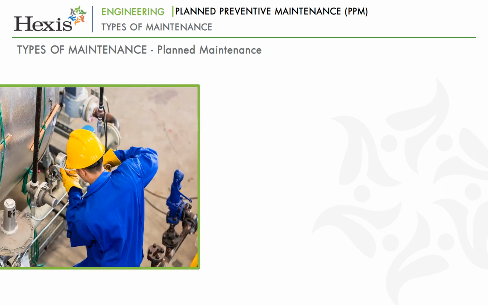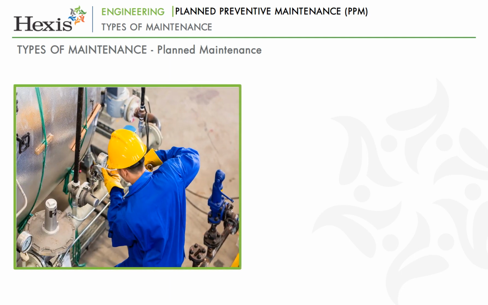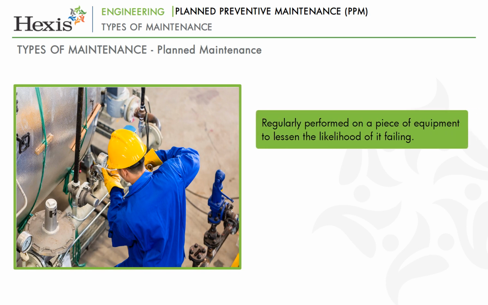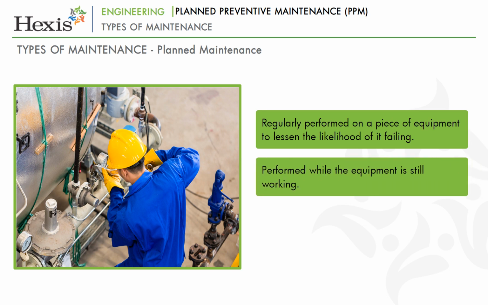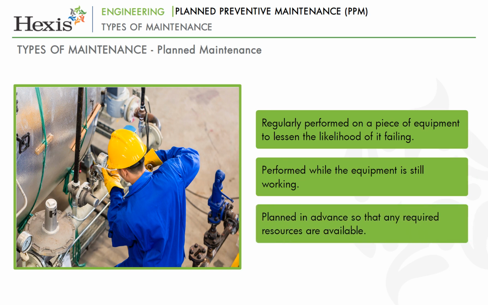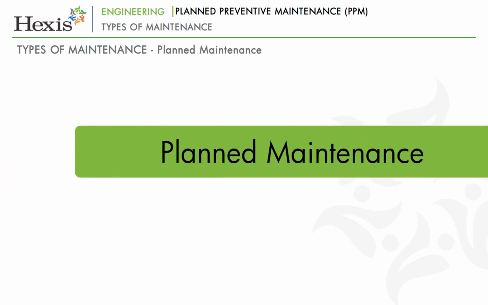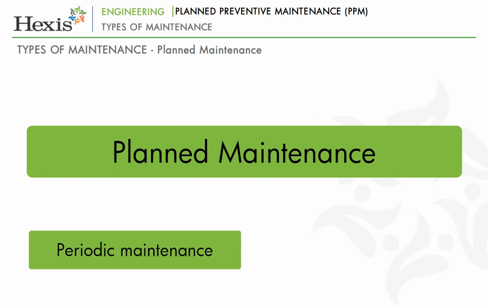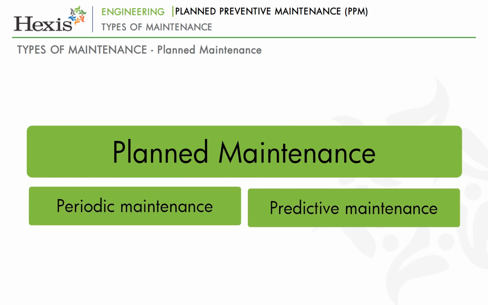The second type of maintenance is referred to as planned maintenance. Let's learn about it. Maintenance that is regularly performed on a piece of equipment to lessen the likelihood of it failing. Preventative maintenance is performed while the equipment is still working, so that it does not break down unexpectedly. Preventative maintenance is planned so that any required resources are available. Planned maintenance is further divided into periodic maintenance and predictive maintenance.